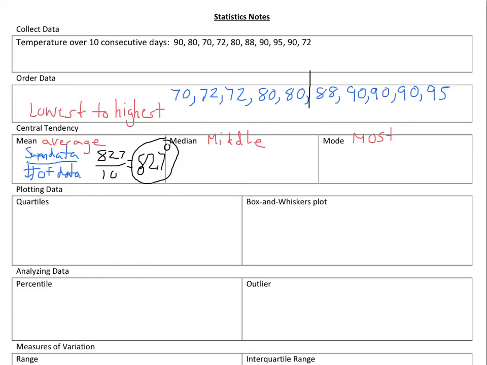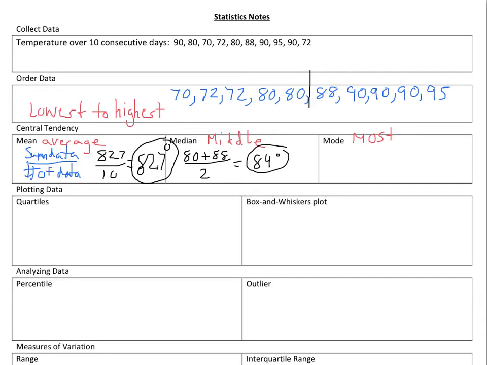Now, could someone look between 80 and 88? Can you tell it's 84? If it's harder, what you technically do is take the two middle terms, where the line is, add them and divide by 2, and you would get 84 degrees. So that's the technical way. If you can't just see it, you take the average.